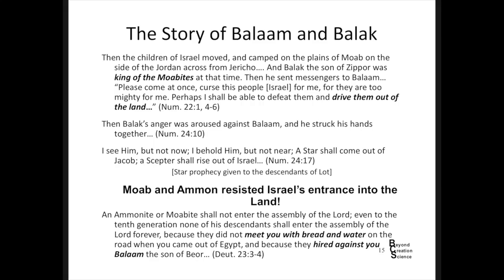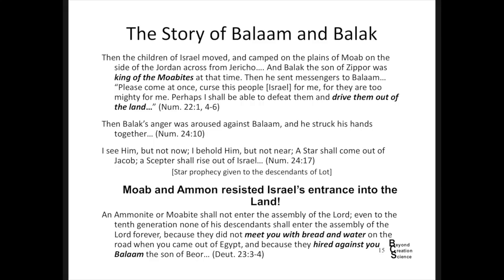Perhaps I shall be able to defeat them and drive them out of my land. And the story goes on to say that Balak tried to hire Balaam to curse Israel 3 times. And each time Balaam blessed Israel. And at the end of the episode, Balak claps his hands in frustration. Then Balak's anger was aroused against Balaam, and he struck his hands together. And that's when Balaam, the prophet, gave the star prophecy to the descendants of Lot.